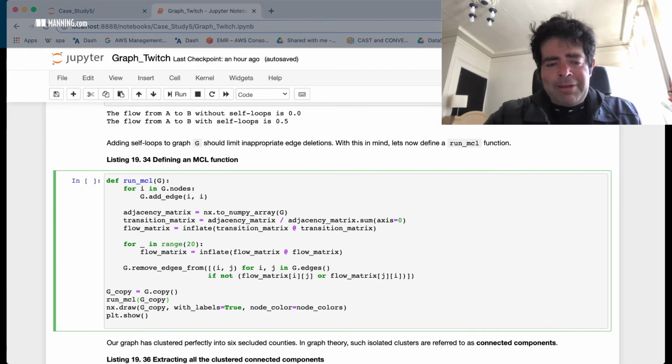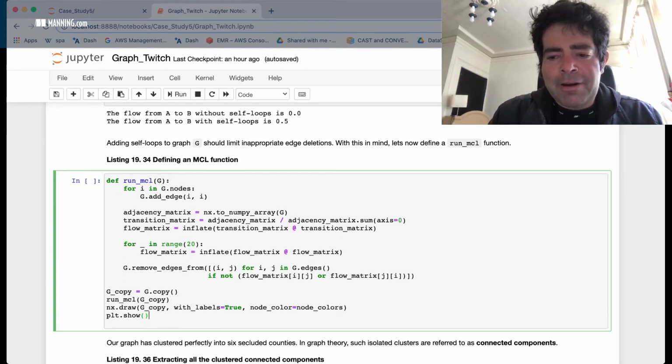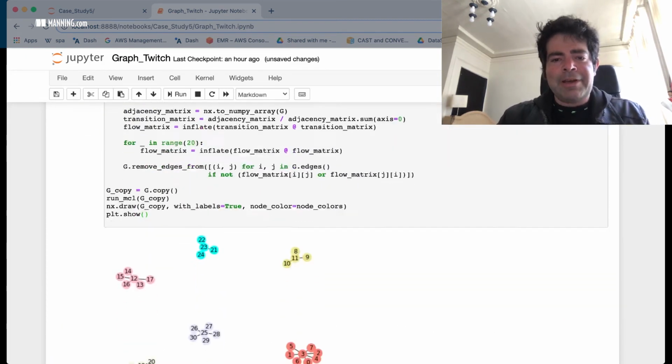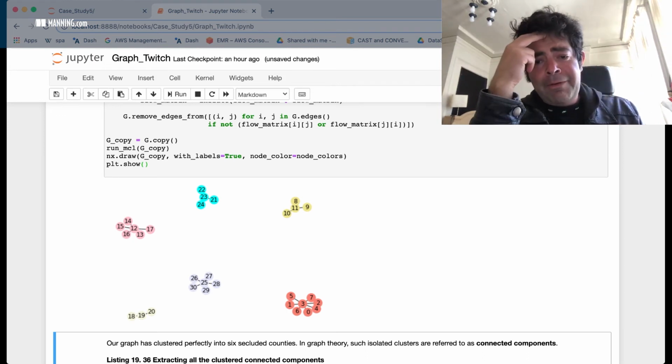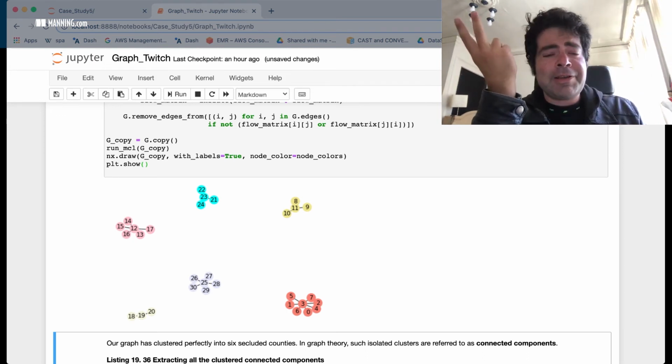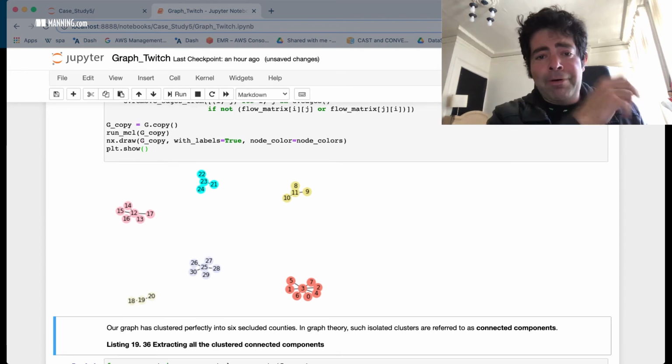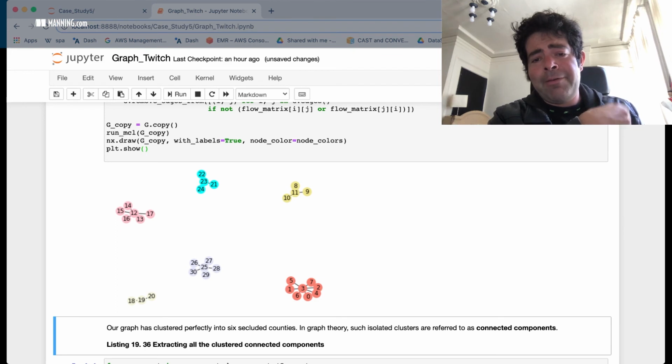So let's do that. We're going to run this MCL implementation, and then we're going to visualize the results. And here we've perfectly isolated all our 6 counties. All the roads between different counties have been eliminated. Now if you're in county 1 right here, there's no way of traveling to any other county. So you're stuck. These isolated clumps in space are known in graph theory as connected components.